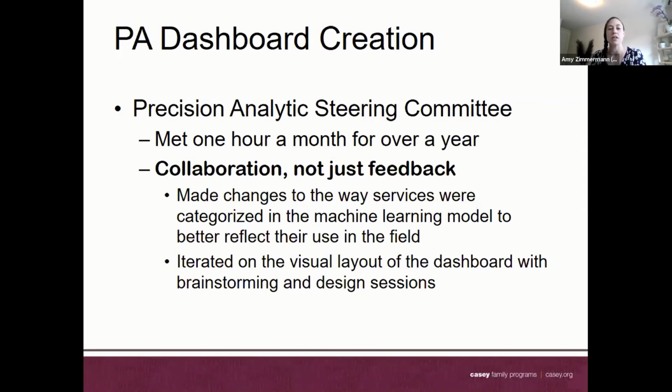So the steering committee was instrumental in making changes to the way that the services were categorized in the machine learning model to better reflect how they were used in the field. And so just from the outset, we had the workers really helping to shape how the model was developed, which I think is really critical. And then we also iterated on the visual layout of the dashboard, and we had brainstorming sessions and design sessions. And so again, from the ground up, many folks were involved, and specifically direct service workers were involved. Let's go ahead and go to the next slide for me.